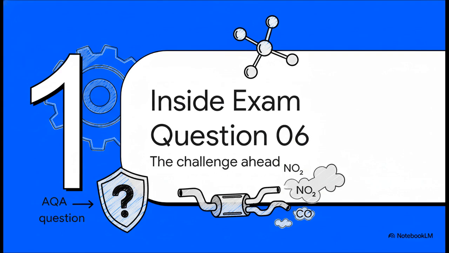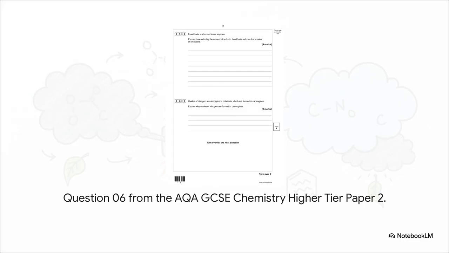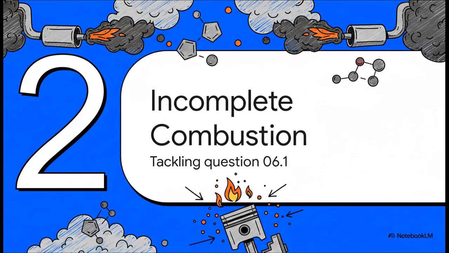First things first, let's see the question exactly how it would look on the actual AQA paper. So this question is all about the chemistry that's happening inside a car engine and the pollutants it kicks out. You'll see it's broken down into three parts, and it's worth a total of 8 marks. That's a decent chunk of your exam, so getting this one right is super important. All right, let's tackle the first part of this question and see how we can bag those first 2 marks.